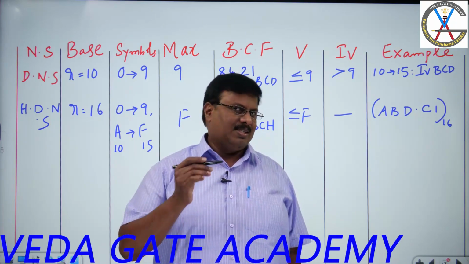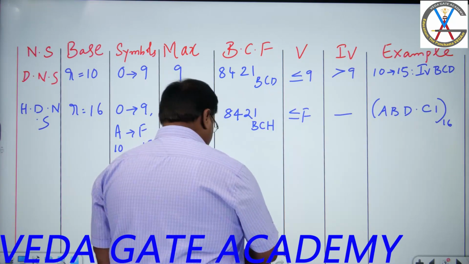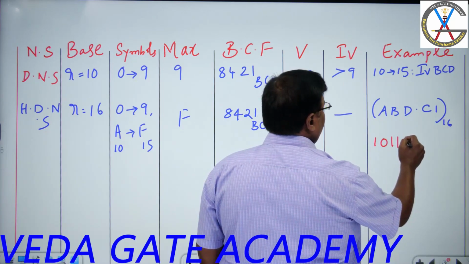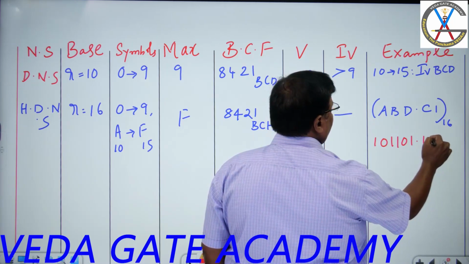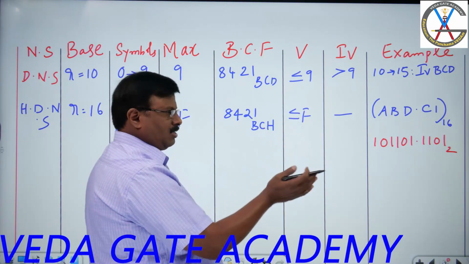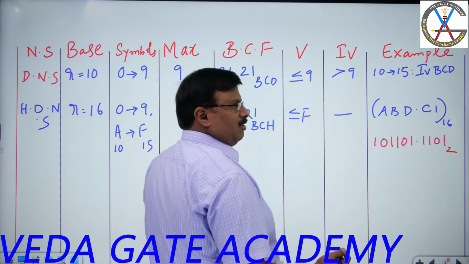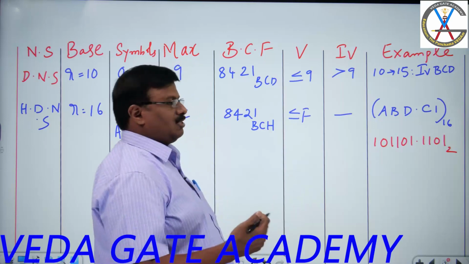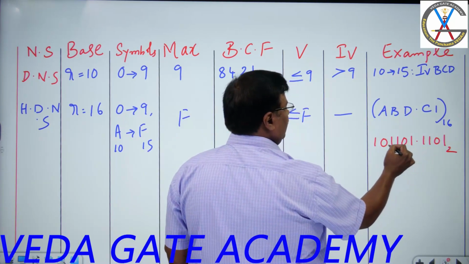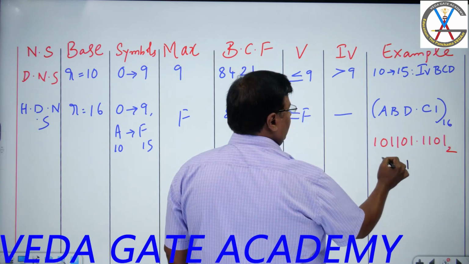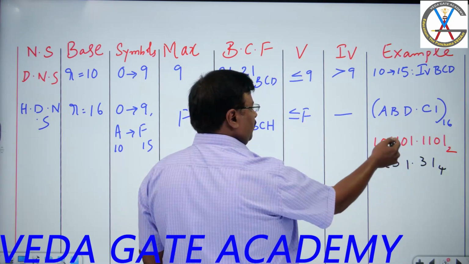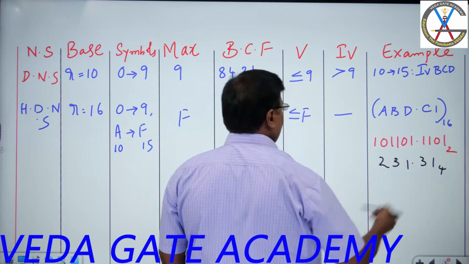Let me give an answer for this with an example. I'm just taking 101101 point 1101, a base 2 number. Let me convert this into Nibble, Octal, Hex, just like earlier. 2 split Nibble, 3 split Octal, 4 split hexadecimal. Come back to 2 split: 1 3 2 point 3 1, base 4. 01 is 1, 11 is 3, 10 is 2, 11 is 3, 01 is 1.